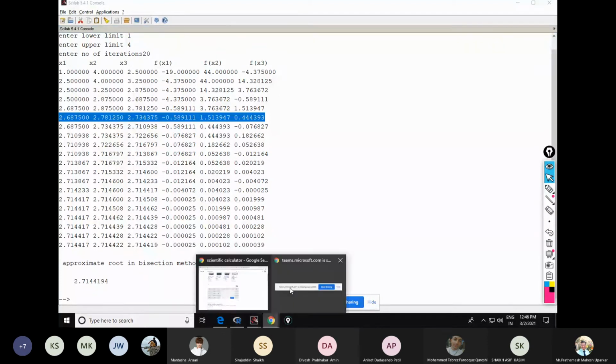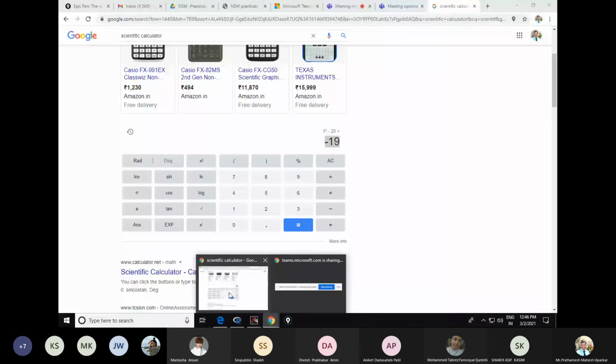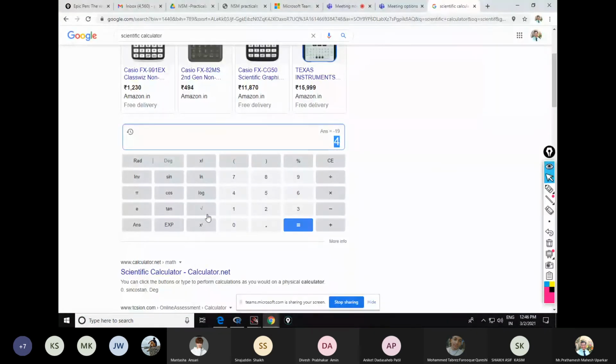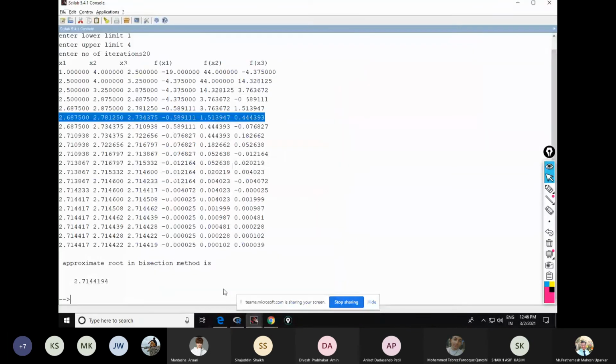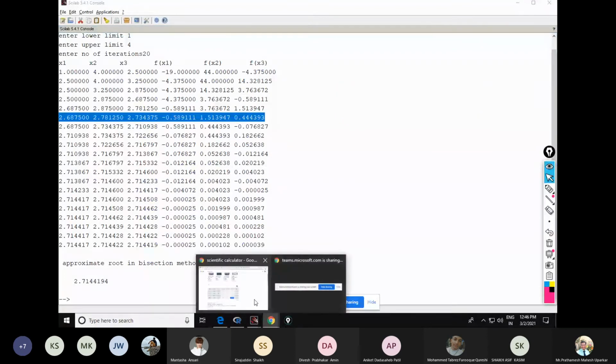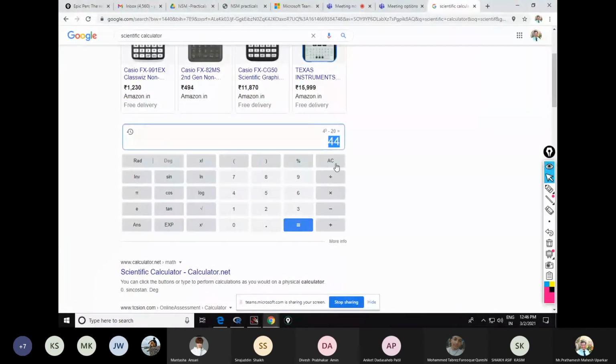नेक्स्ट क्या है आपका? यू हैव टू टेक द वैल्यू एट 4. वैल्यू एट 4 कैसे कैलकुलेट करोगे आप? 4 raised to 3 minus 20. You got 44. So here f of x2 is equal to 44. See here 2.5. How will I calculate 2.5 cube minus 20? Again, I will put 2.5 raised to 3 minus 20, equal to minus 4.375.